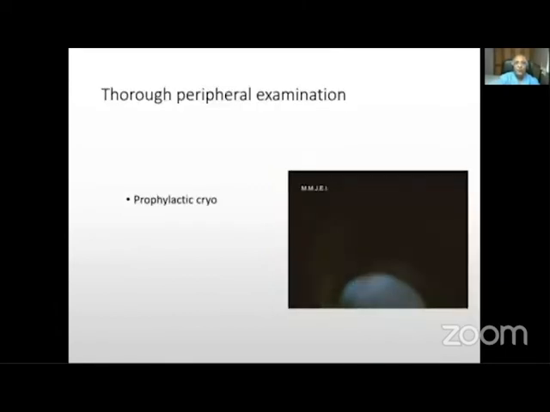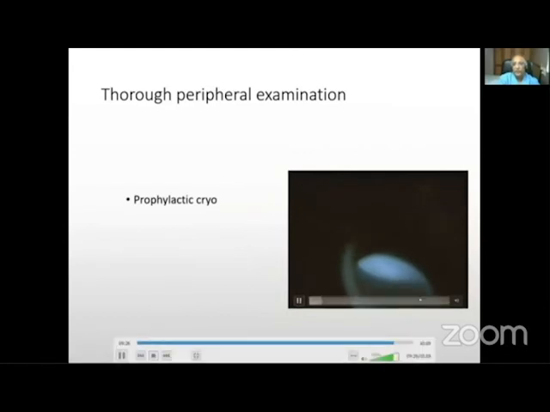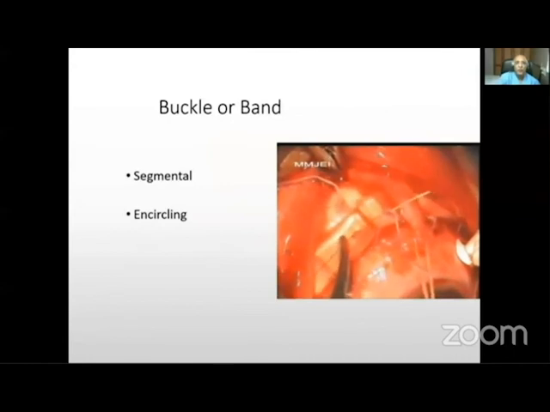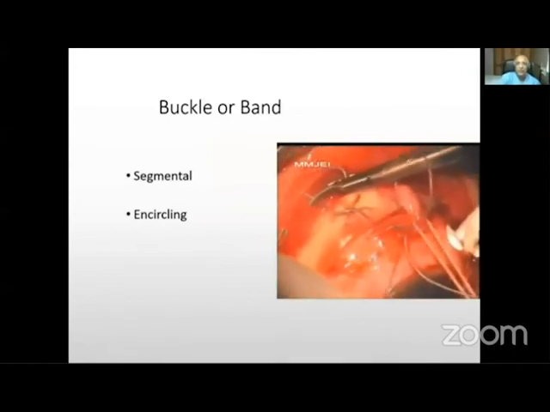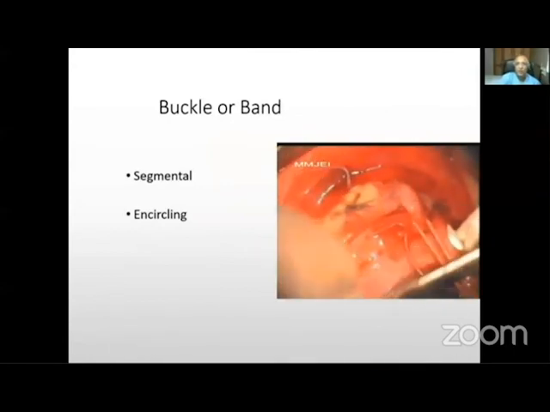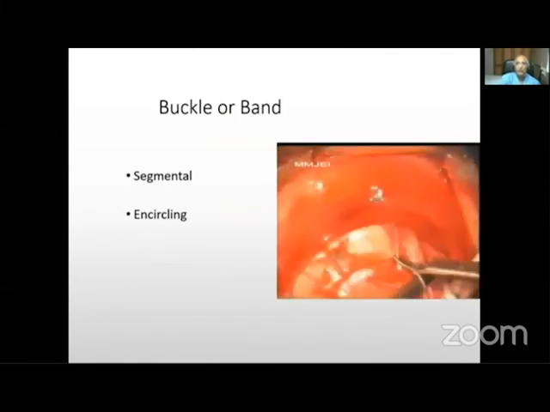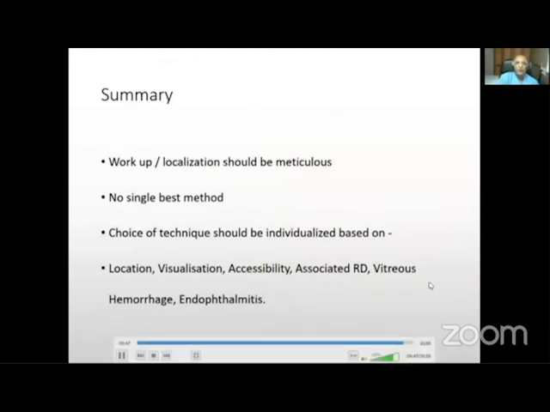A thorough peripheral examination by indentation at the end of surgery, to assess these possible retinal tears, is very, very important to prevent a retinal detachment in future. A buckle or band, which is either segmental or an encircling band, has to be used as the case may demand. So in summary, workup localization should be meticulous.